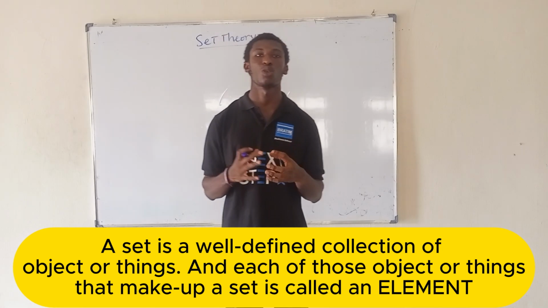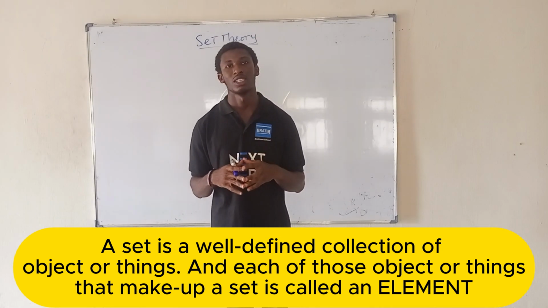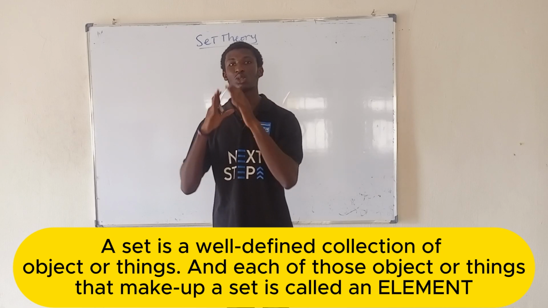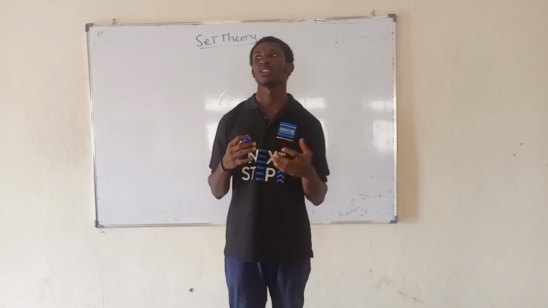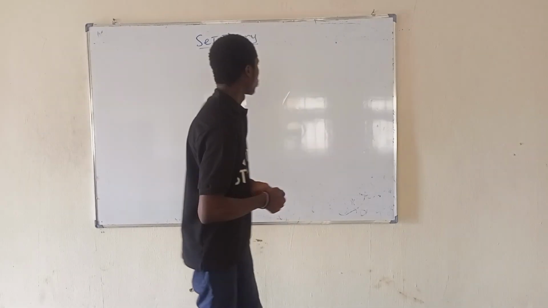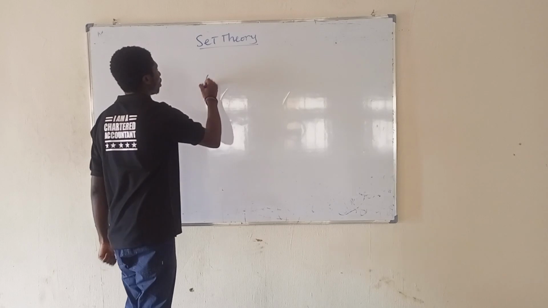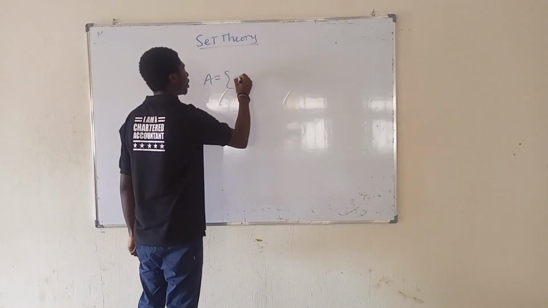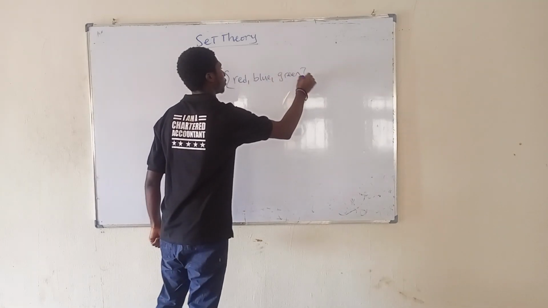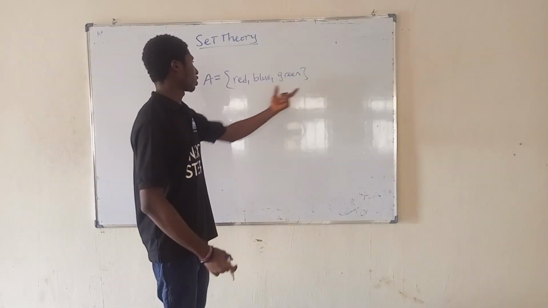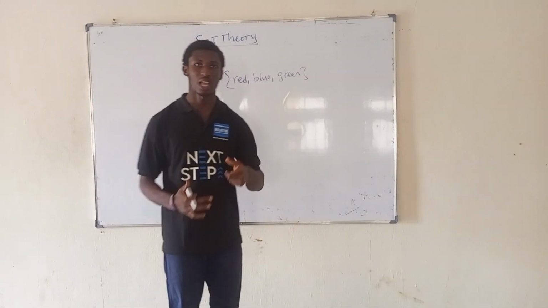So what is a set? A set is a well-defined collection of objects or things. And those objects or things are referred to as elements. Say it again: a set is a well-defined collection of objects or things, and those objects or things are called elements. For example, a set of colors A is equal to {red, blue, green}. You can see this is how a set looks.